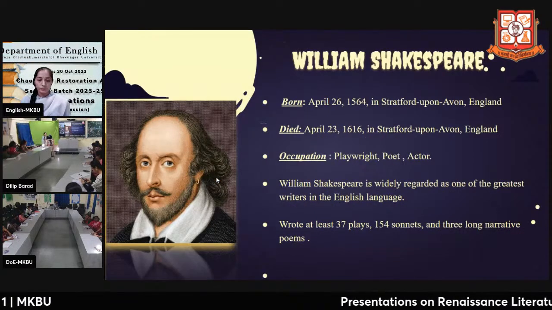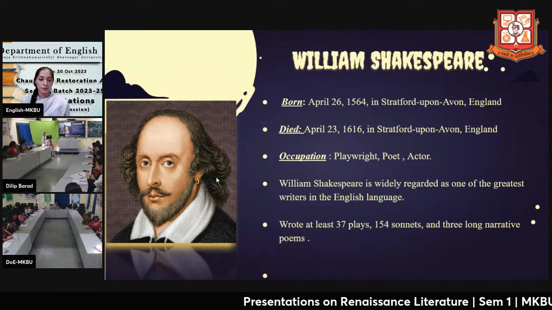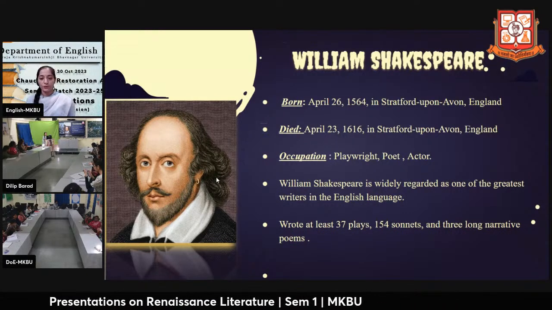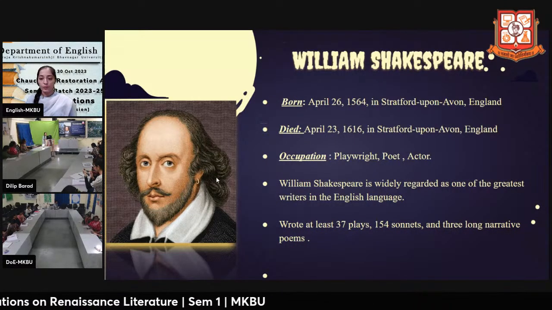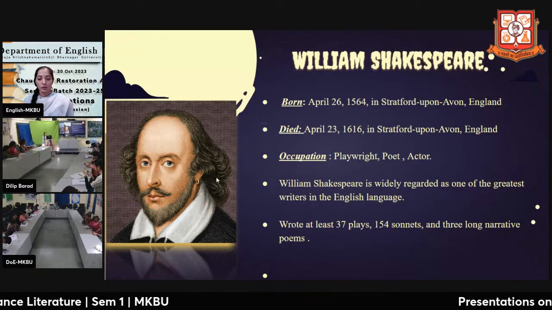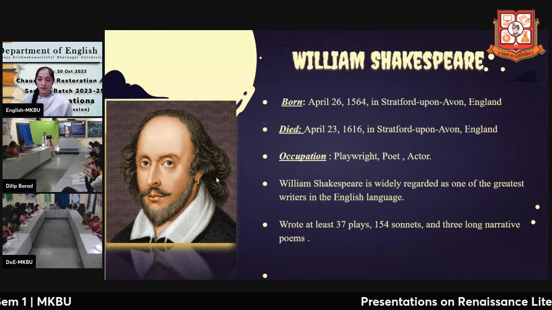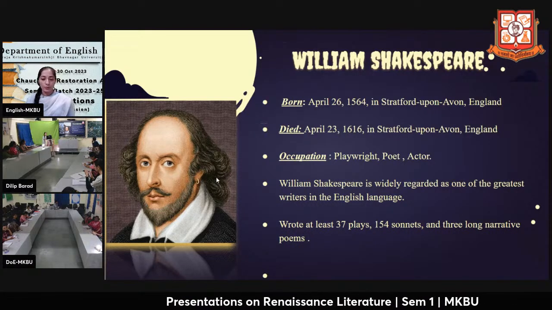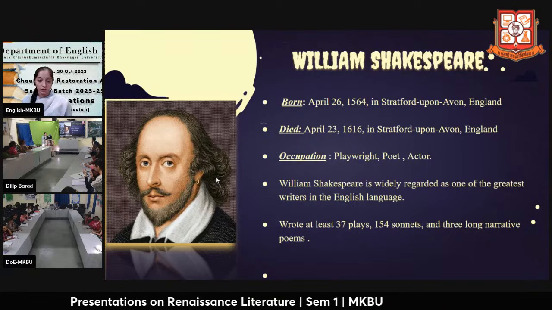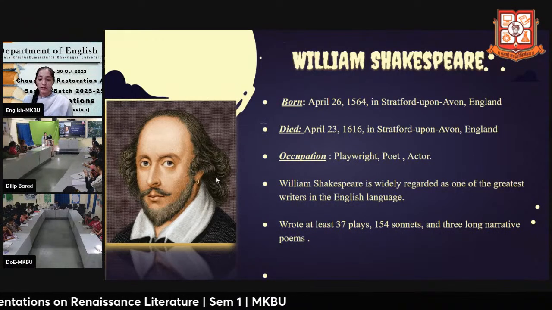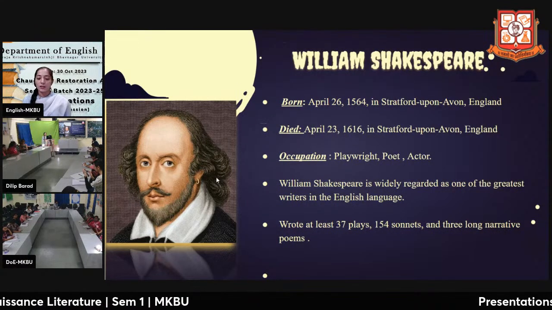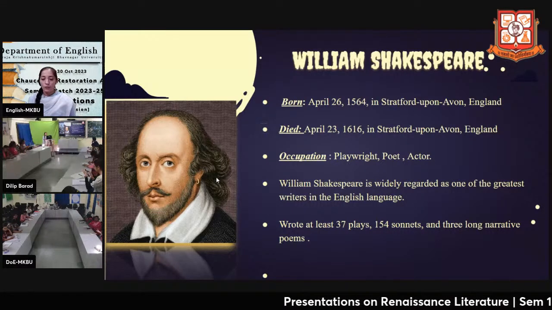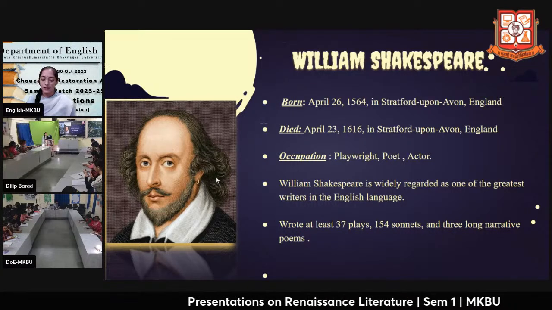This is information about William Shakespeare. He was born on 26th April 1564 in Stratford-upon-Avon, England, and died on 23rd April 1616 in Stratford-upon-Avon, England. We all know that he is a famous playwright, poet, and actor, widely regarded as one of the greatest writers in the English language. He wrote at least 37 plays, 154 sonnets, and 3 long narrative poems.